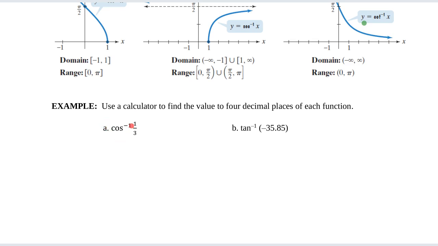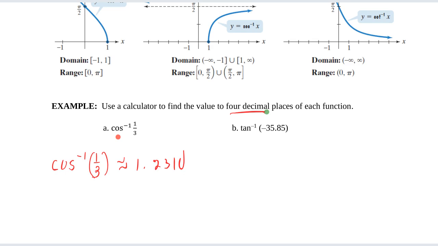Second, you have to press shift. Again, I'm using a Casio calculator. You press shift in order to use the inverse cosine. Then you just need to enter 1/3 directly on your calculator. This should be equal to 1.2310 if we want to finalize our answer with 4 decimal places.